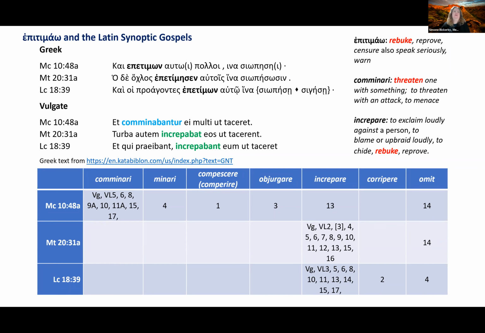So in summary, there's a consensus among modern scholars that each gospel book, including Mark, may be traced back to an original Latin translation, but that these translations were done independently.